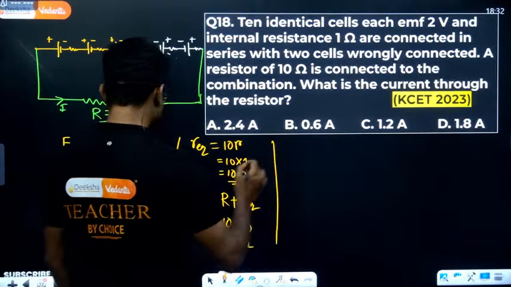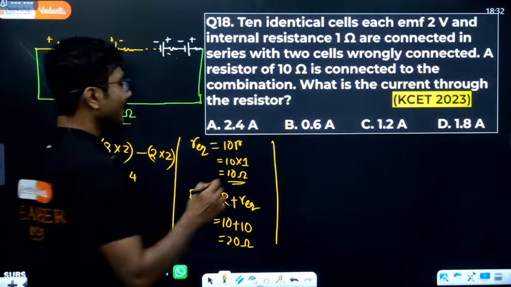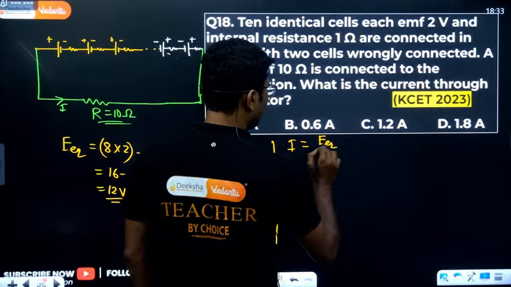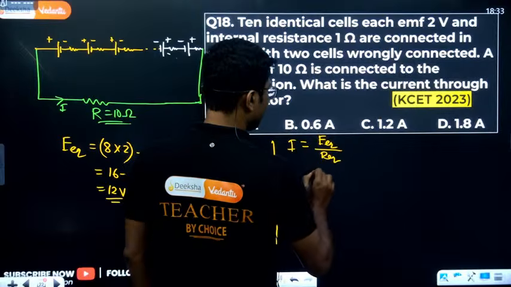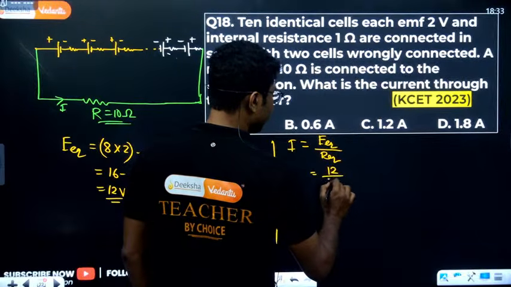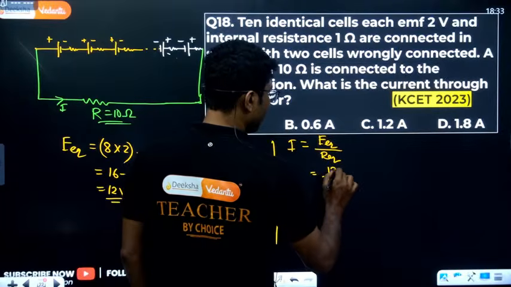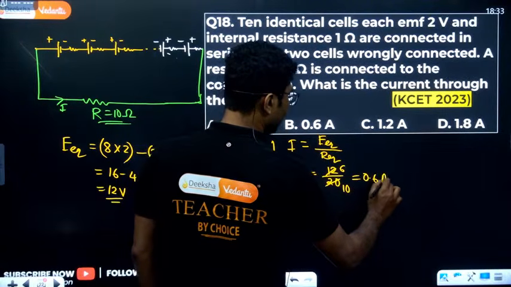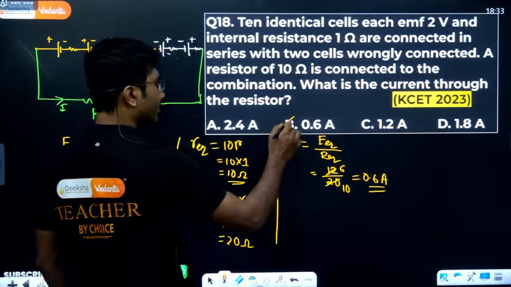So what is the current in the circuit? Current in the circuit is equivalent EMF by equivalent resistance. So equivalent EMF is 12 volt and equivalent resistance is 20 ohm. So it will be 6 by 10 or 0.6 ampere.